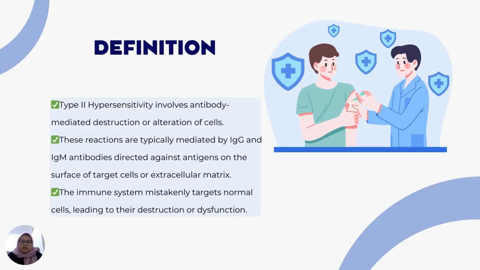So, the definition of hypersensitivity type 2 is that it involves antibody-mediated destruction or alteration of cells. These reactions are typically mediated by IgG and IgM antibodies directed against antigens on the surface of target cells or extracellular matrix. So the immune system mistakenly targets normal cells, leading to their destruction or dysfunction.